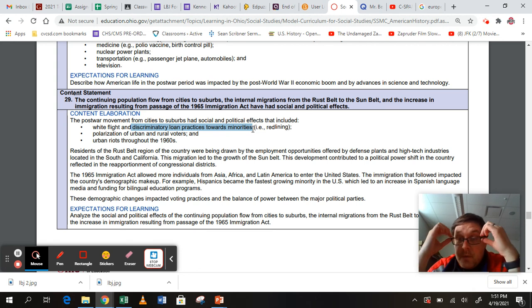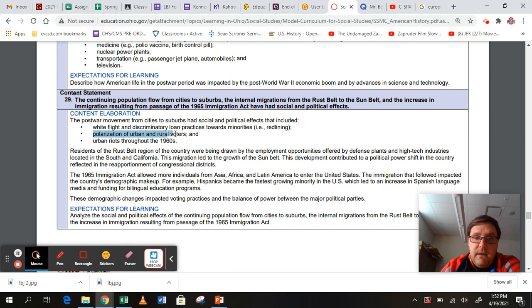Or the federal government would even draw red lines around certain neighborhoods and say, inside here, it's too risky to allow people of color to be in here because we don't think that they will pay back their loans. It was obvious discrimination, even after the civil rights movement, and it was still going on. So you won't find as many people of color in suburbs because of these types of things.